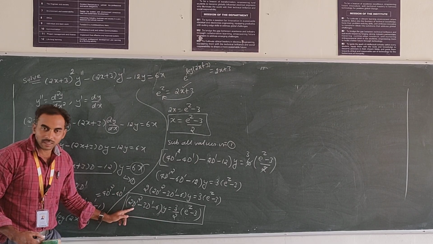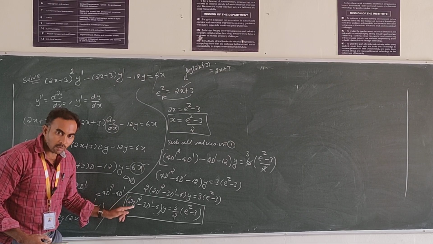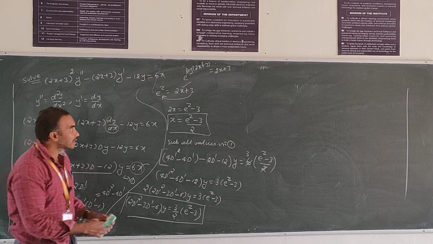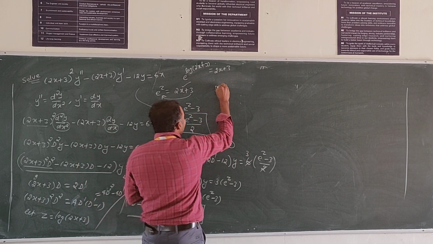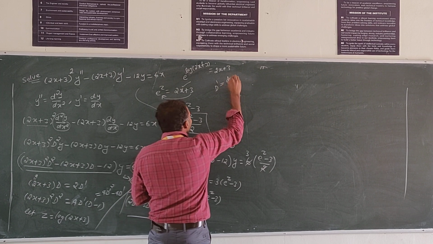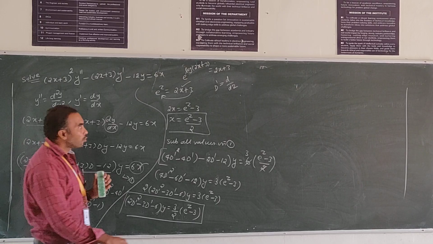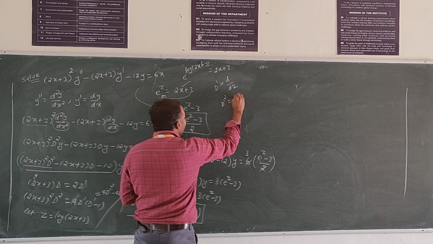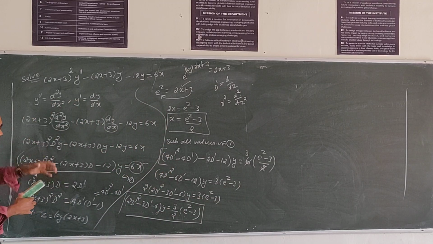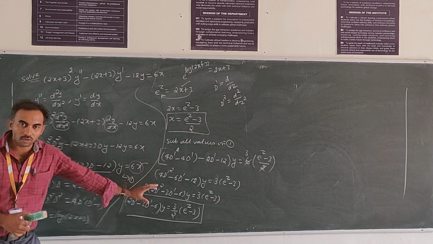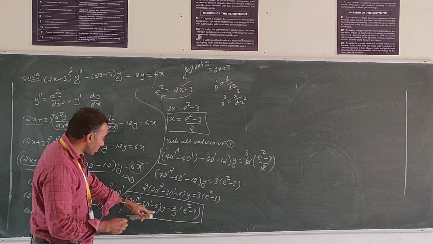D dash square represents d square by dz square, because we converted everything into z. So d dash represents d by dz. What about d dash square? d square by dz square. Okay, we converted variable coefficient into constant coefficient by using the substitution method. Okay, next. So these are the things we got.